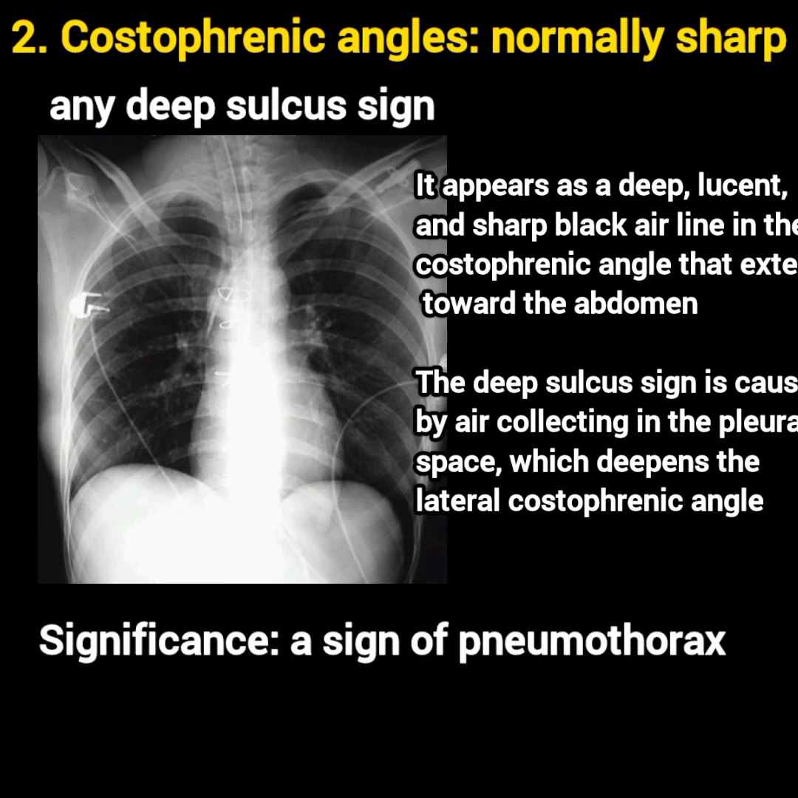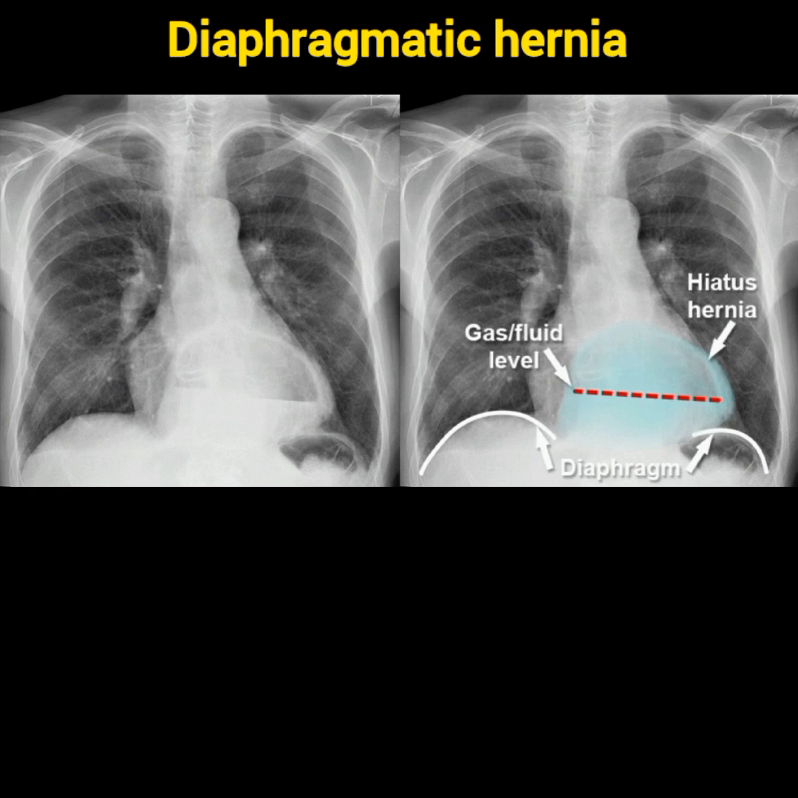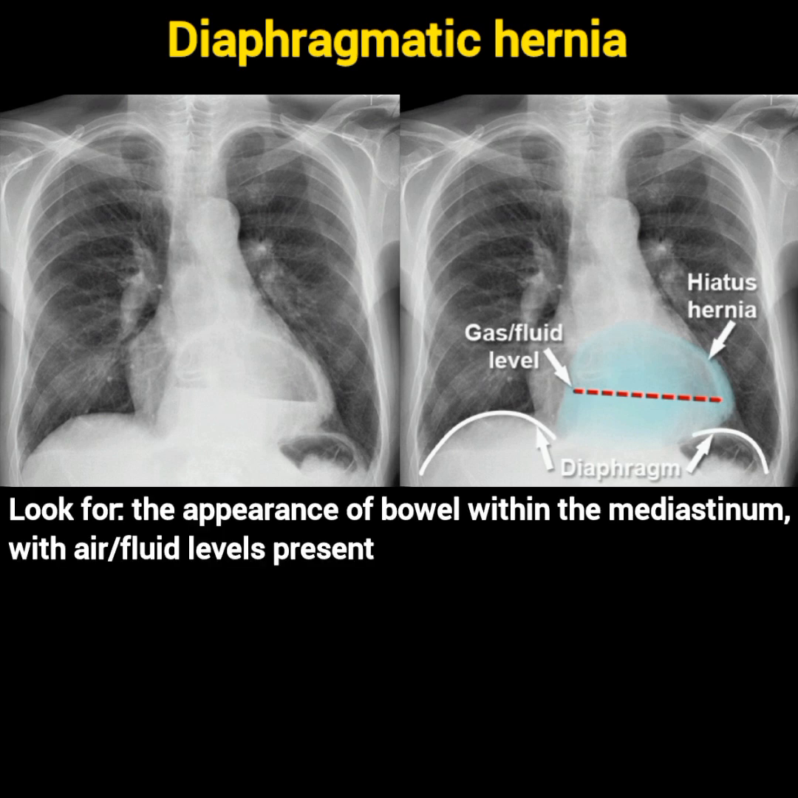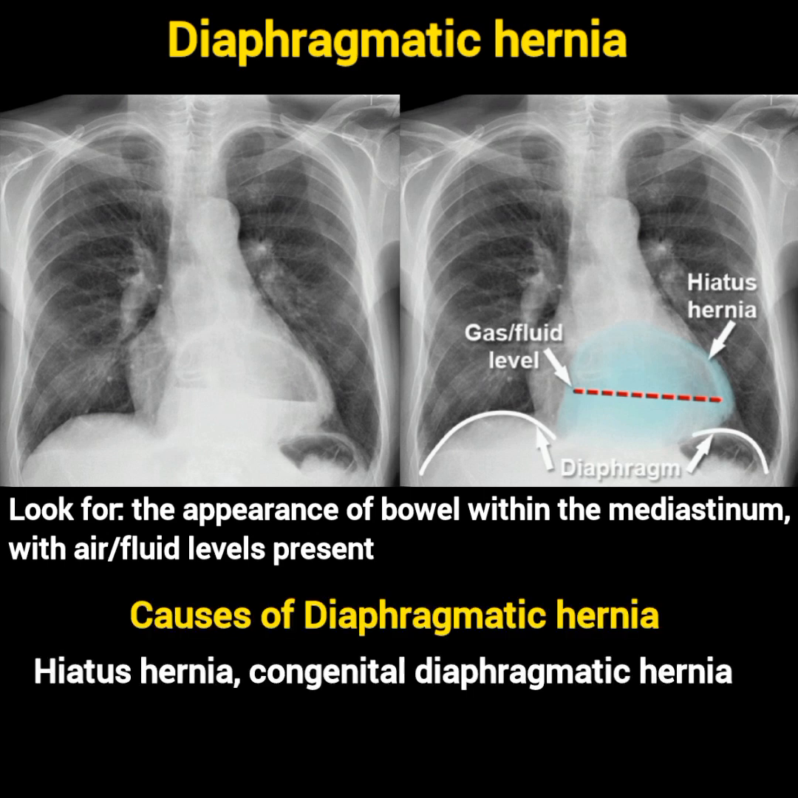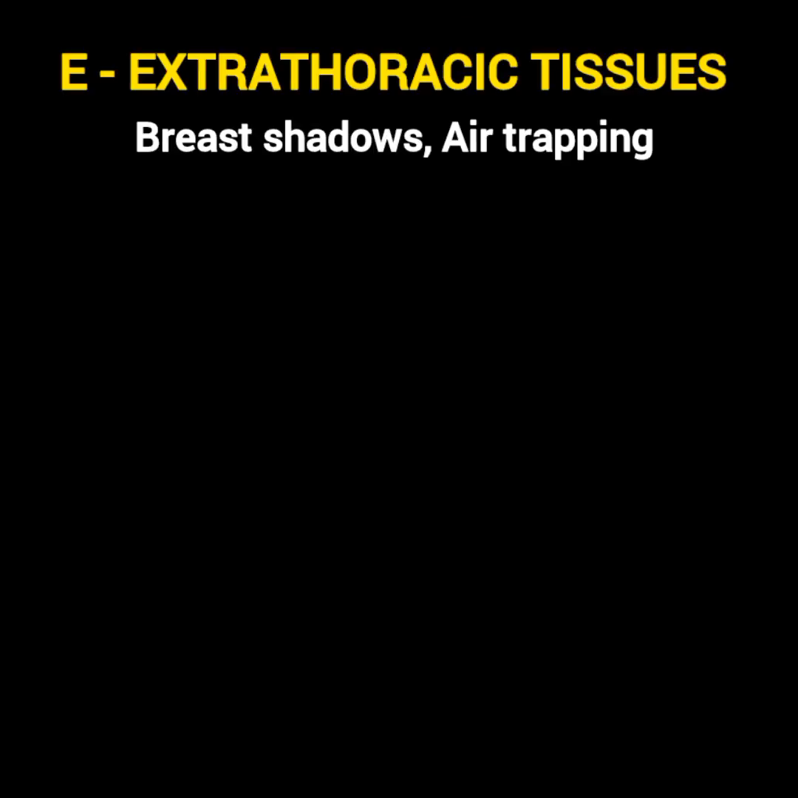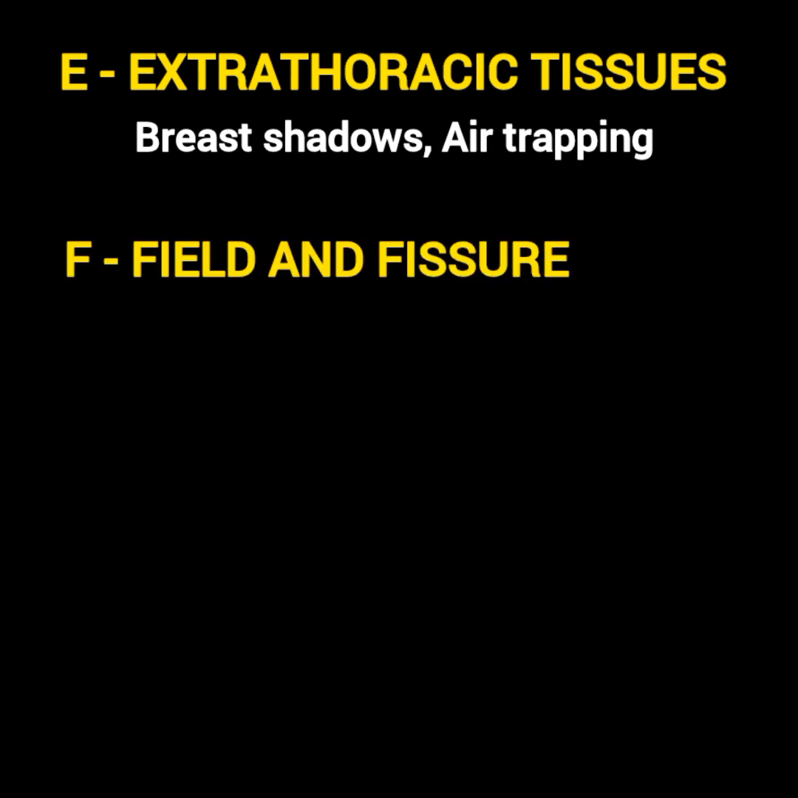Also check for any diaphragmatic hernia. Look for the appearance of bowel within the mediastinum with air or fluid levels present. Causes of diaphragmatic hernia include hiatus hernia and congenital diaphragmatic hernia. E. Extrathoracic tissues, you check for any breast shadows or air trapping. F. Fields and the fissures.